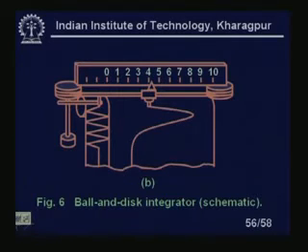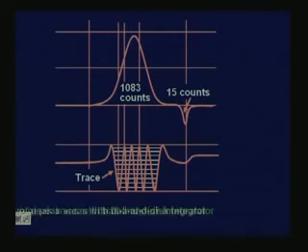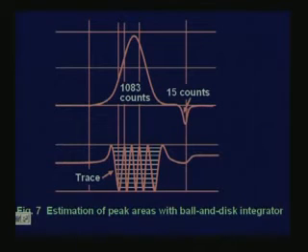Let us look at the plot now. You see there are a total of 1084 counts, from 0 to 1083. So, we estimate the peak areas with ball and disc integrators. We are making 10 divisions here, so each has 10 counts, and we will get 1084 counts here. With this we can estimate the peak areas of the gas chromatography systems.